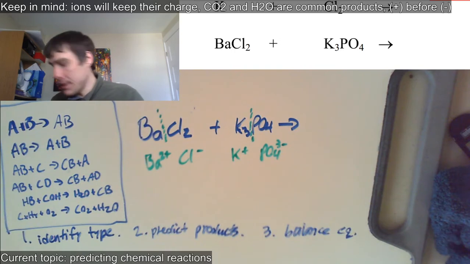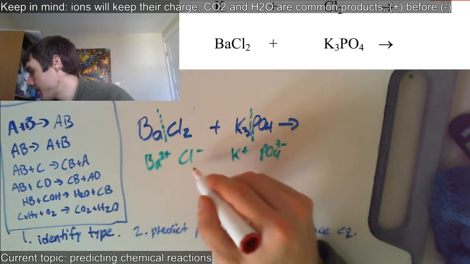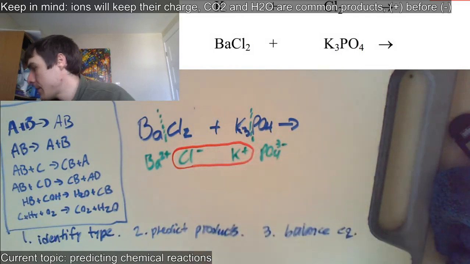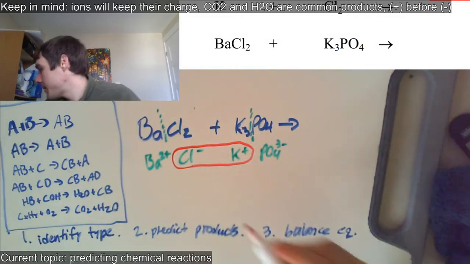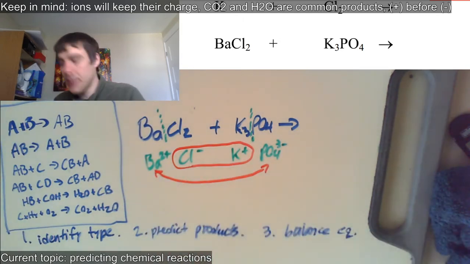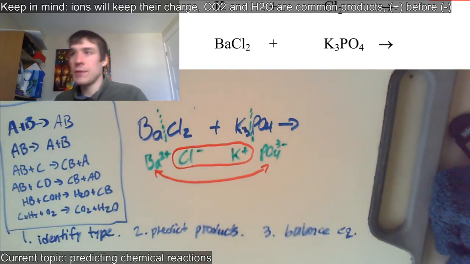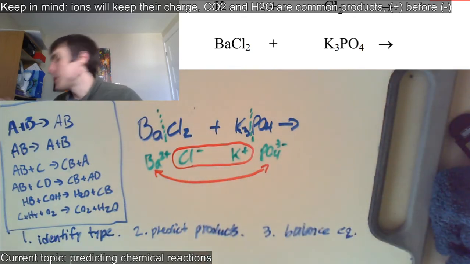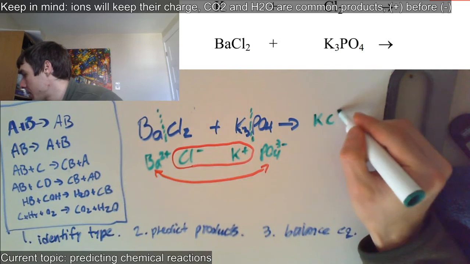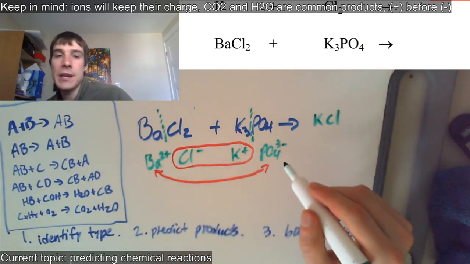So they're going to swap, right? The positive potassium is going to give up the negative chlorine. This kind of reminds me of that FOIL stuff in math. First, outside, inside, last, except we're just doing the outside and the inside. The potassium is going to get with the chlorine. That's a 1-to-1 ratio, so that's fine. We'll just write KCl. But this barium is a 2+, has to get with phosphate, which is a 3-.